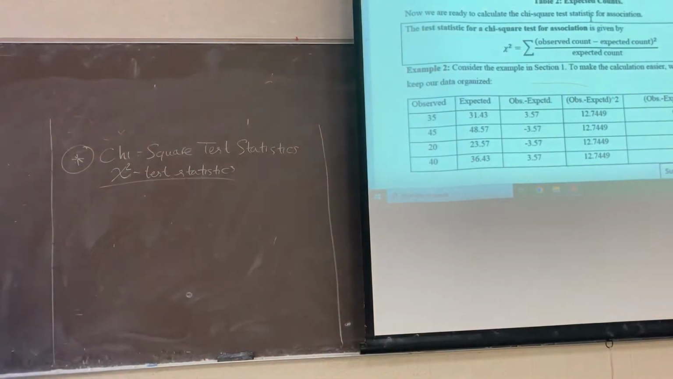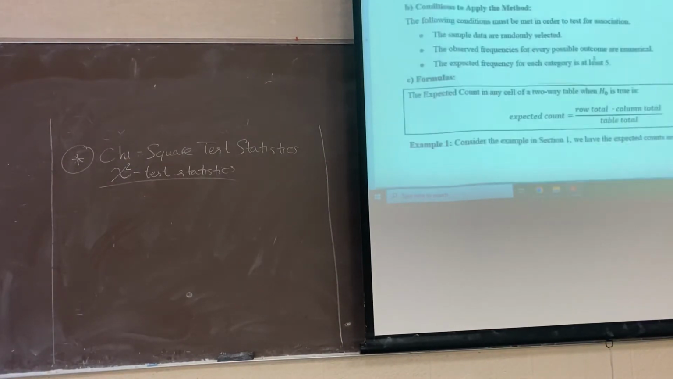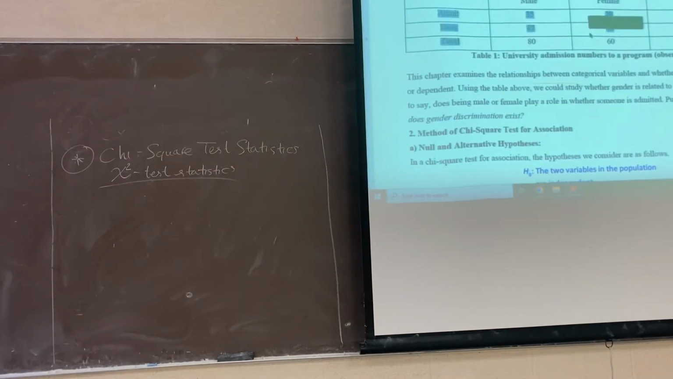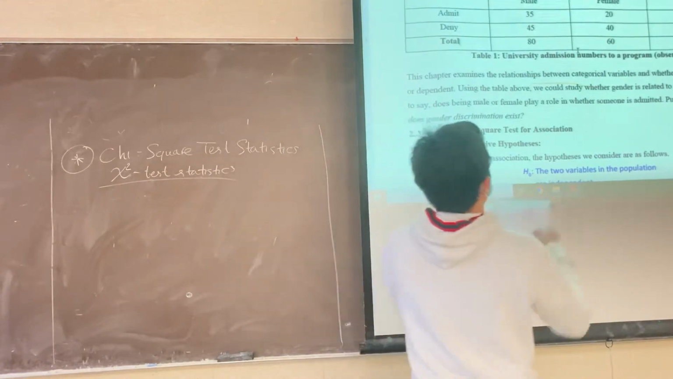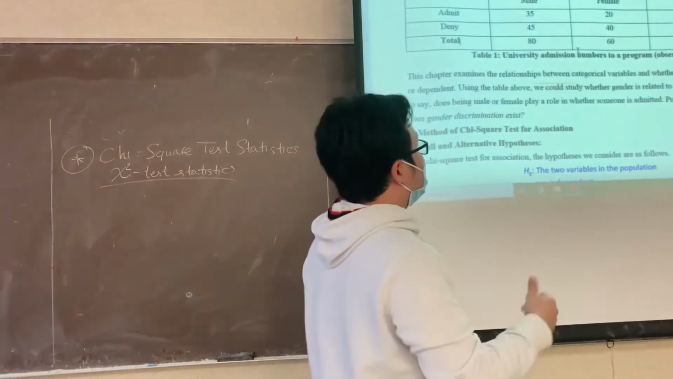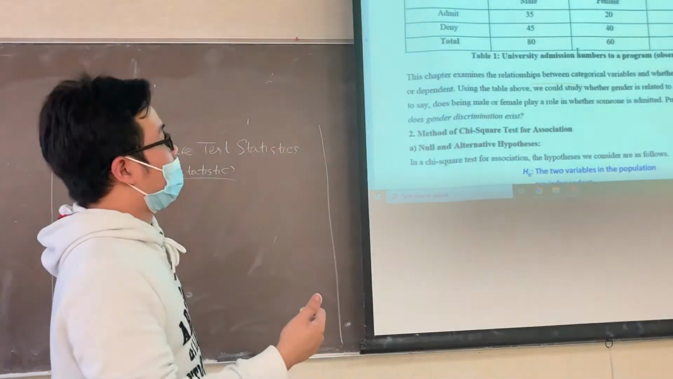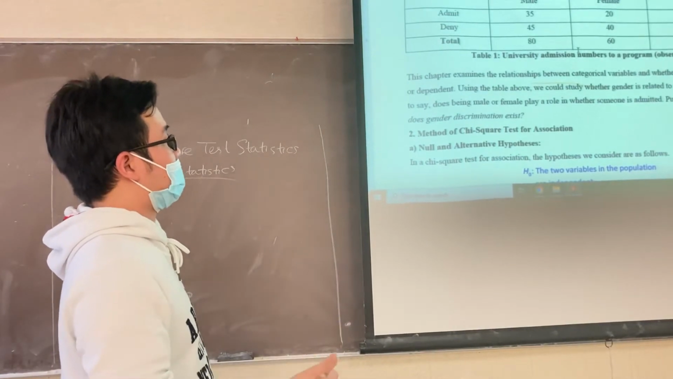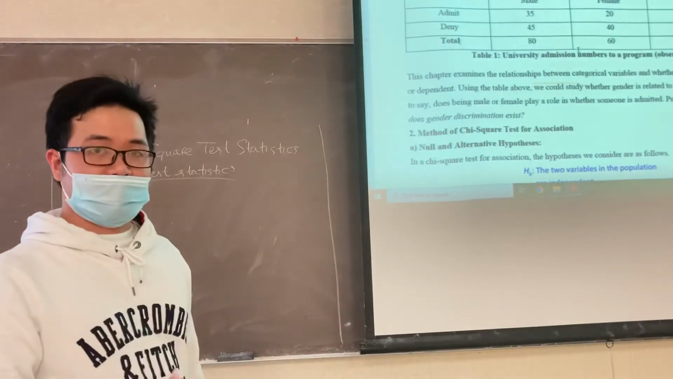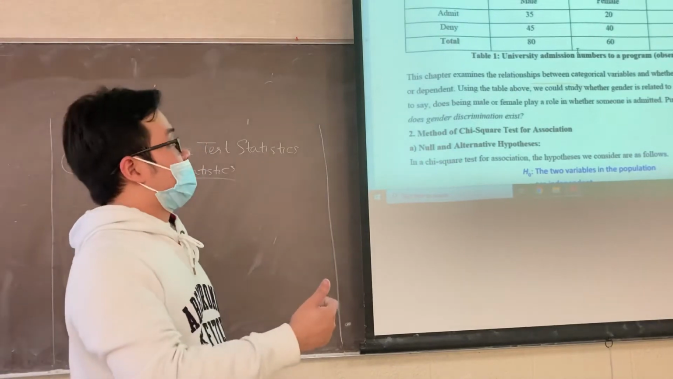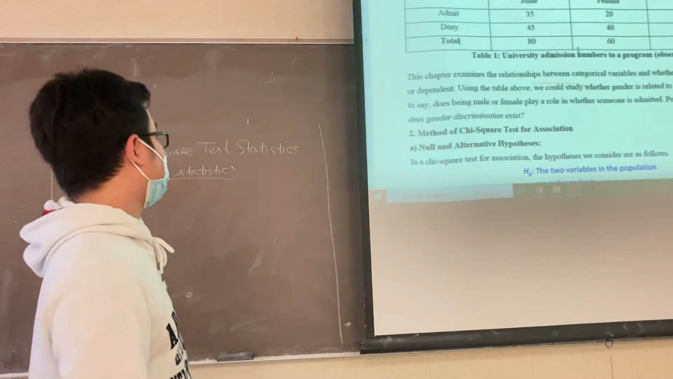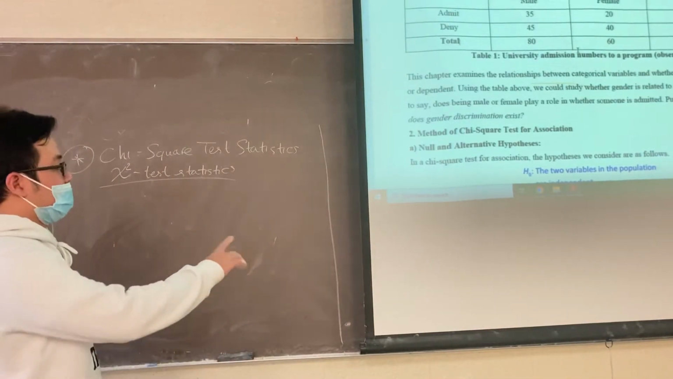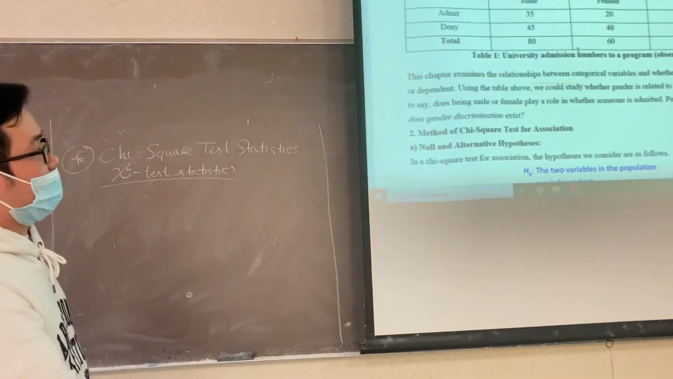And now we have the table here. As you can see on the table, the number 35 means the number of students who are male and who are admitted to the university. That is the observed frequency. The observed frequency is given in the table. It's different from the expected count we considered before.